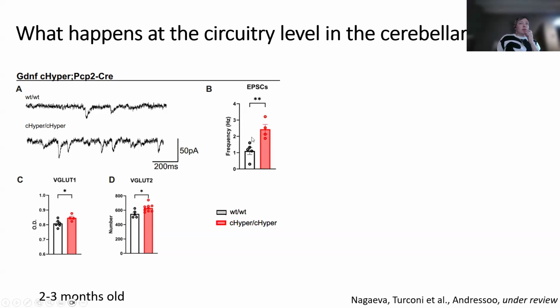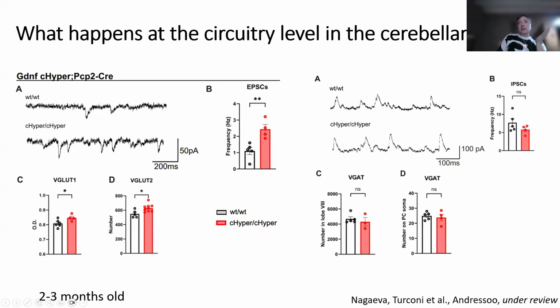So we saw again the increase in the excitatory postsynaptic currents coming into the Purkinje cells. We also assessed with immunohistochemistry whether there are more VGLUT1 and VGLUT2 innervating the Purkinje cell layer, and we saw an increase in both VGLUT1 and VGLUT2.